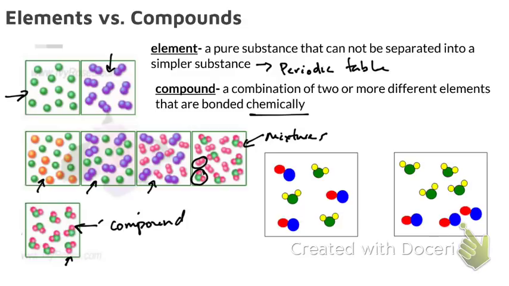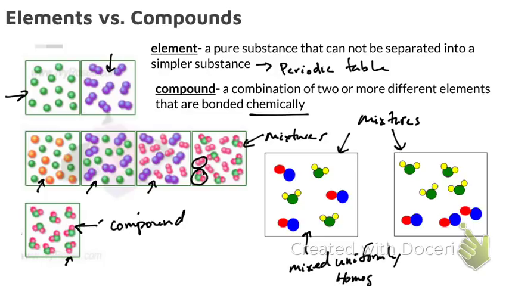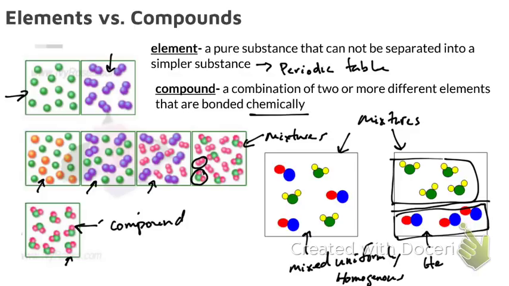And then lastly, just as a quick check, these two are mixtures, but can you figure out which one's homogeneous and which one is heterogeneous? The homogeneous one is this one, because look, they're mixed uniformly. This is hetero because look, you can see there's a separation. You clearly have one compound on this side and one compound on this side. So this is heterogeneous.